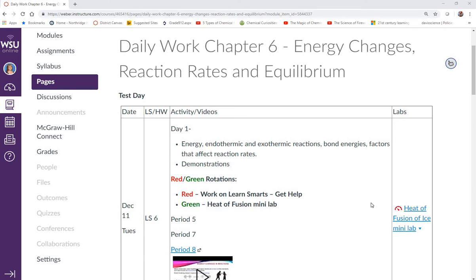Okay, guys, we're starting in with energy changes, reaction rates, and equilibrium in Chapter 6. We're going to do some demonstrations today, and we're going to do some rotations with that.